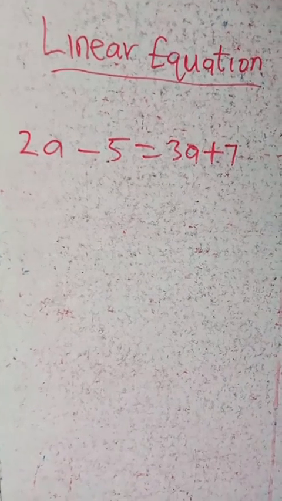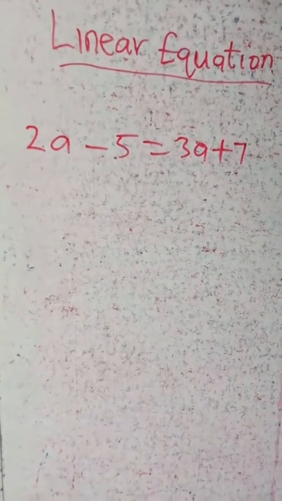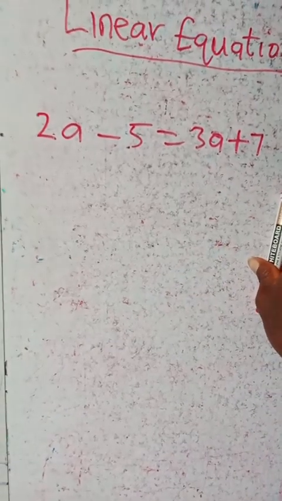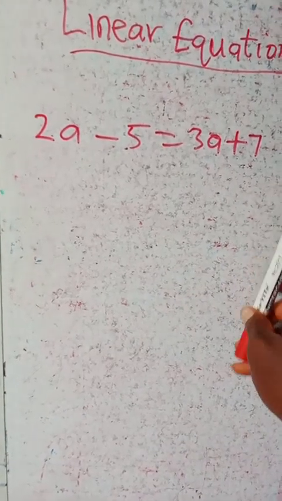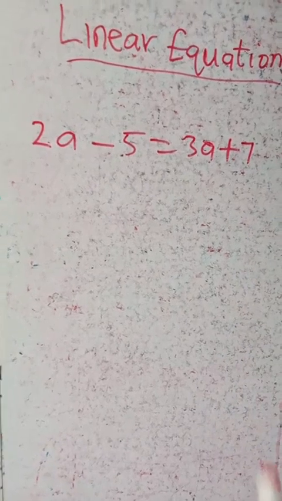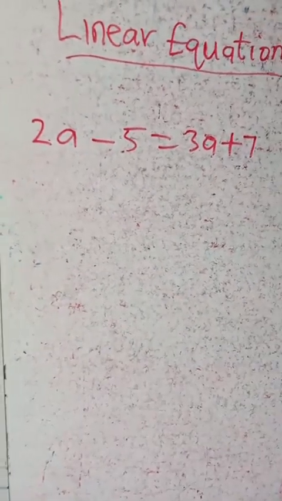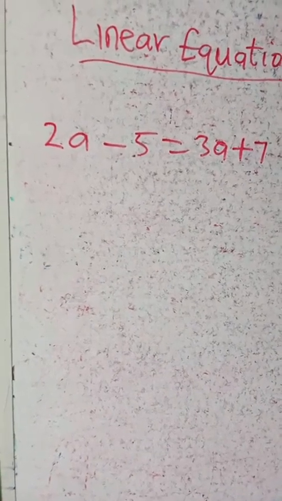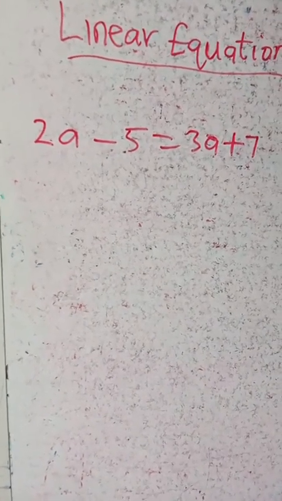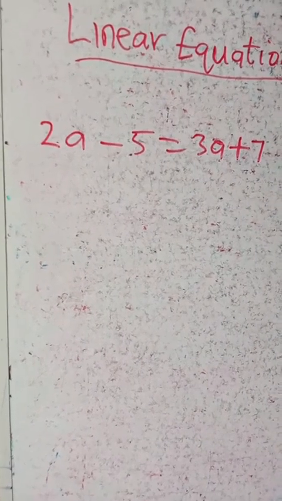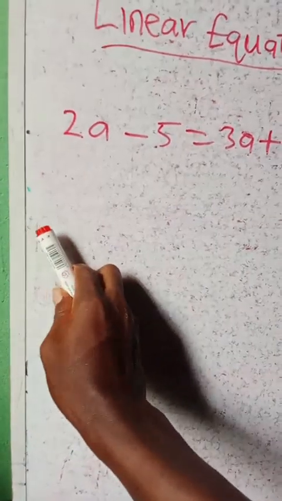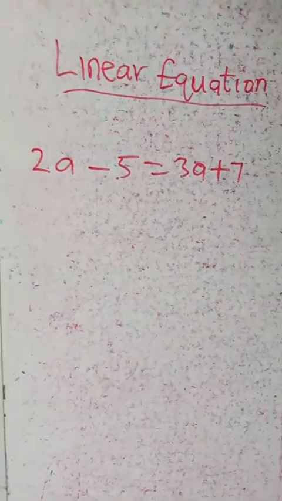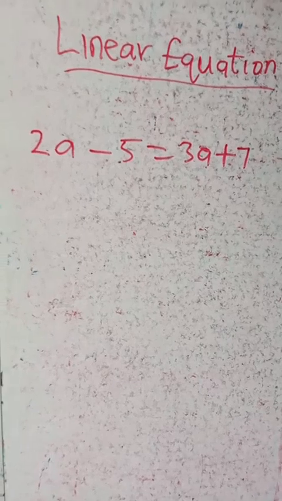So what we are going to do is to take all the numbers to one side of the equation, and the ones that contain alphabet to the other side of the equation. They should not be number and alphabet one side, number and alphabet the other side. We are going to keep all the alphabets on one side and the numbers on the other side. But before we do that, let me tell you a rule.